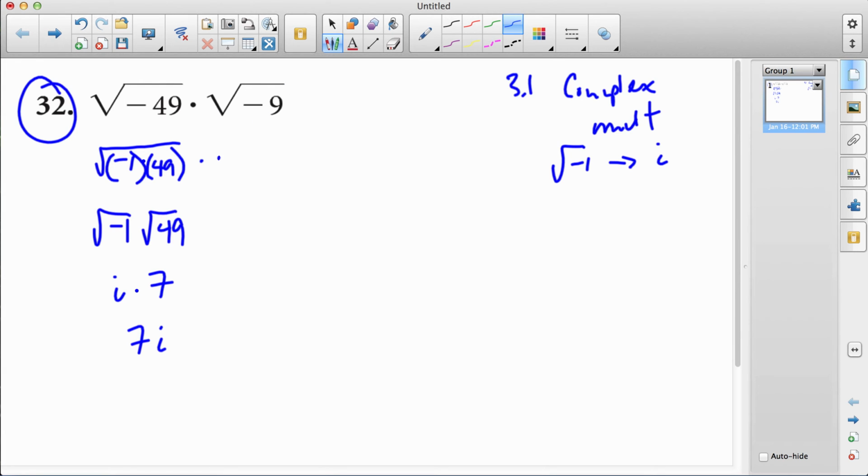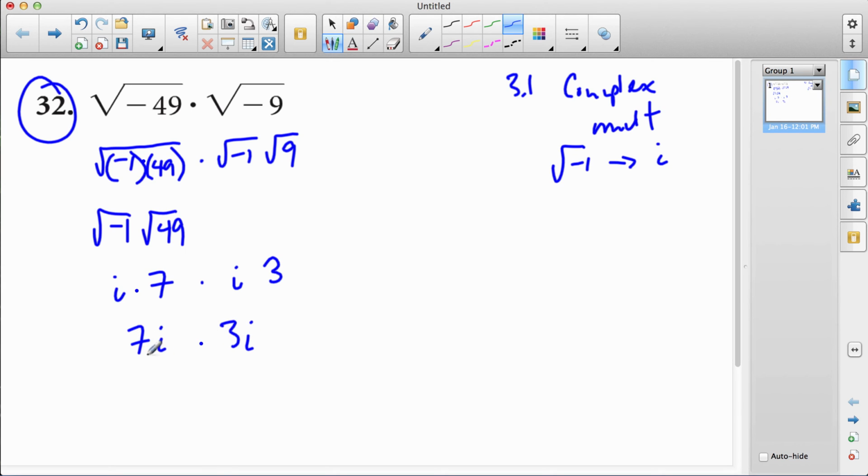Similarly, with this one, we'll do the same thing. Square root of -1 times square root of 9. Square root of -1 is an i. Square root of 9 is 3. So now I've got i times 7 times i times 3, or I could say 7i times 3i.